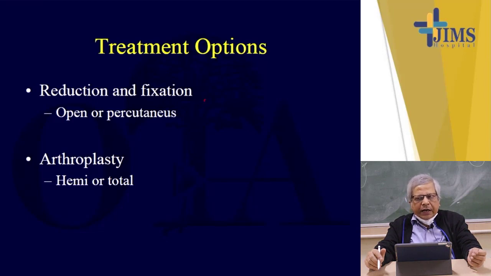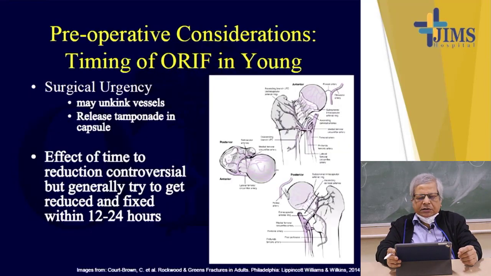So in those elderly patients, such as 60 plus, we straightaway go for an arthroplasty. That is, we resect the femoral head and replace it. So replacement arthroplasty, either it's a hemi-arthroplasty, we replace the femoral head, or maybe total hip arthroplasty also in younger patients.